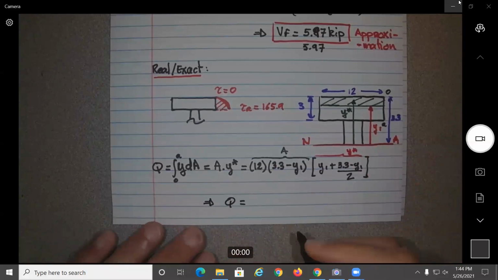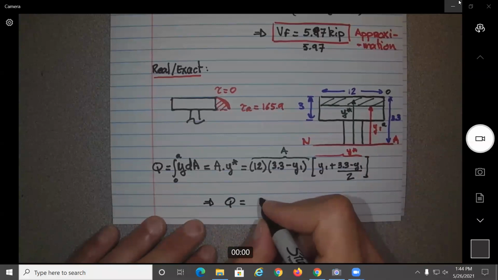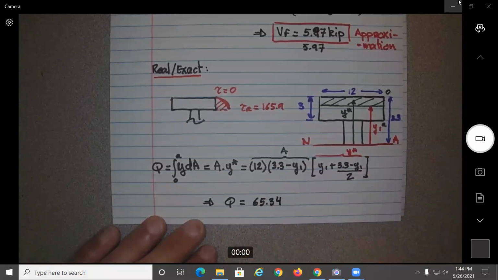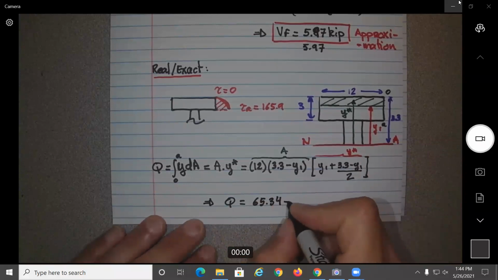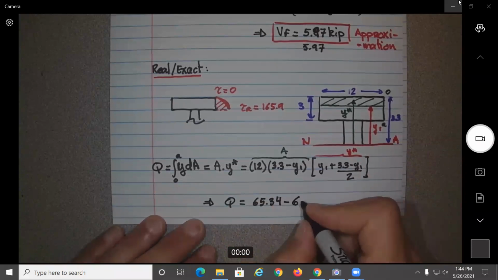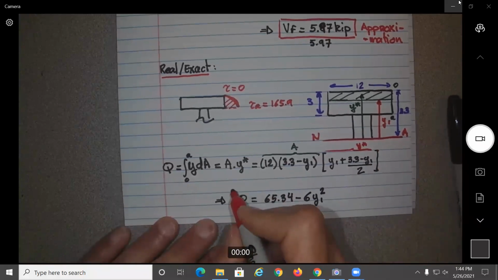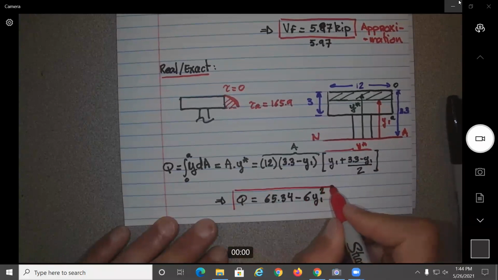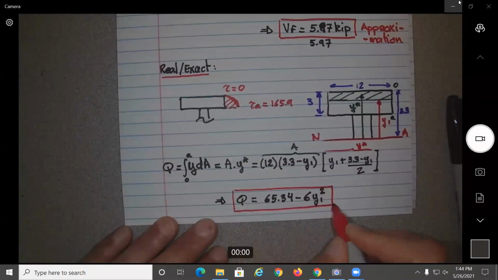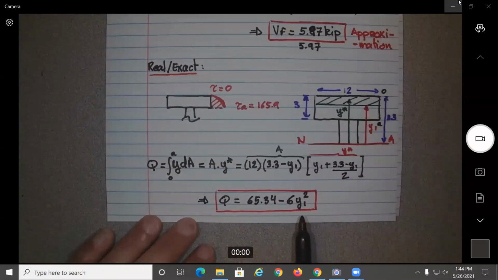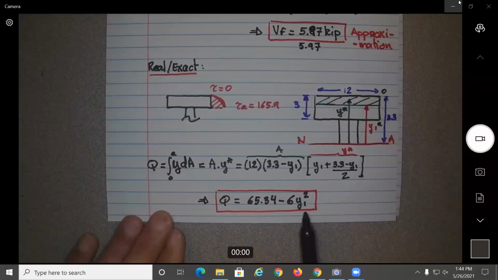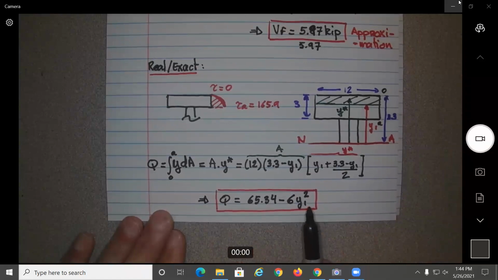So if you do this calculation, you get that Q is equal to 65.34 minus 6 y sub 1 squared. So now, you see that this is in function of y sub 1, no?